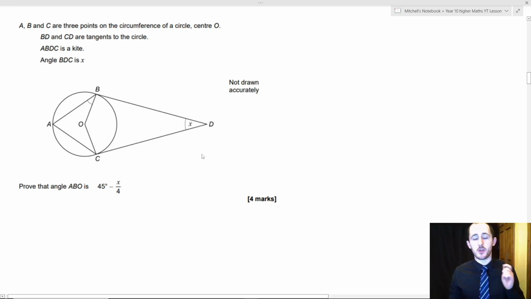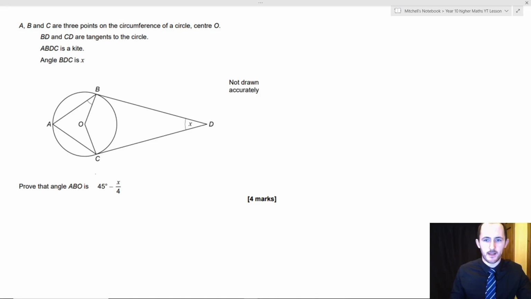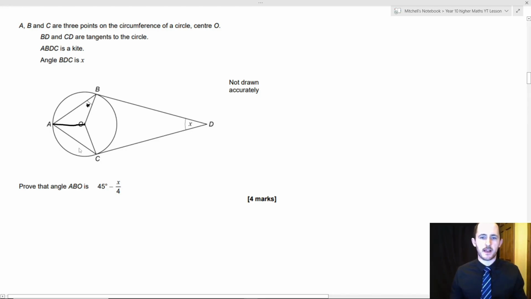So we need to use a few circle theorems to do this proof. Now, what I will say is that we need to prove that angle ABO is this. The angle ABO is this angle here. However, it's this kind of triangle here that we're referring to, okay? I'm going to remove that line just for now because I think it'll be easier to explain, but that's what we're looking for, right? So, we need to think of a few circle theorems.